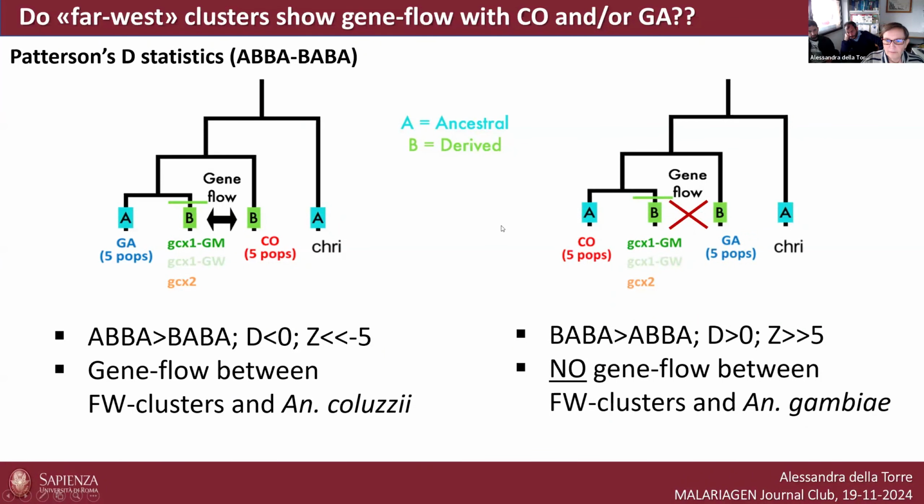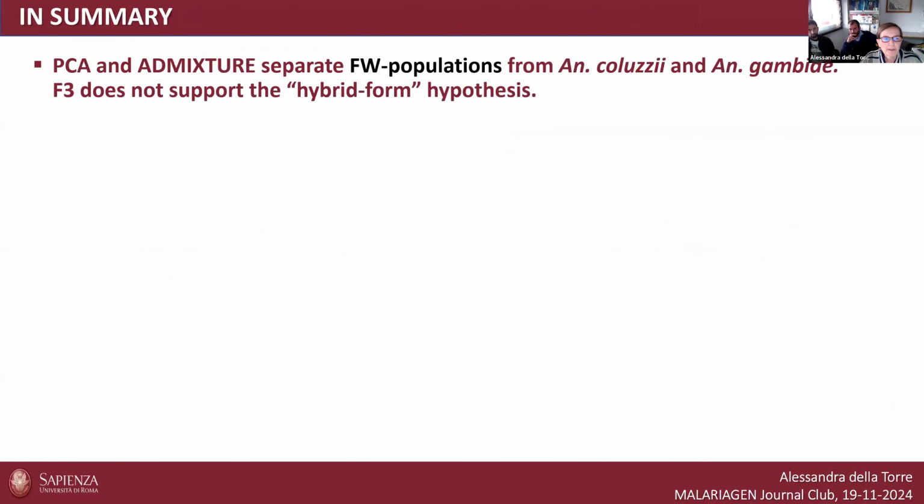So in other words, these results support gene flow between the Far West population and coluzzii, but not Anopheles gambiae. And I should stress here that when you look at the X chromosome of this Far West population, it is much closer to gambiae than coluzzii. So this is something that is relevant to always remind. So in summary, PCA and admixture separate the Far West population from Anopheles gambiae and coluzzii, and the F3 analysis did not support the hybrid form hypothesis.